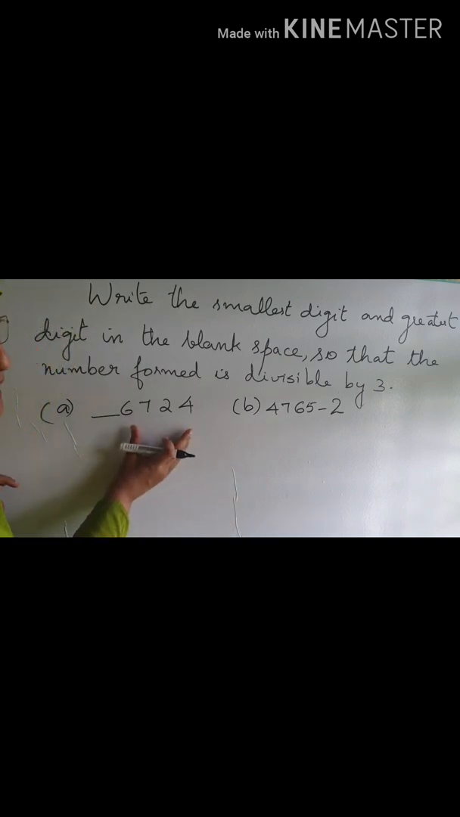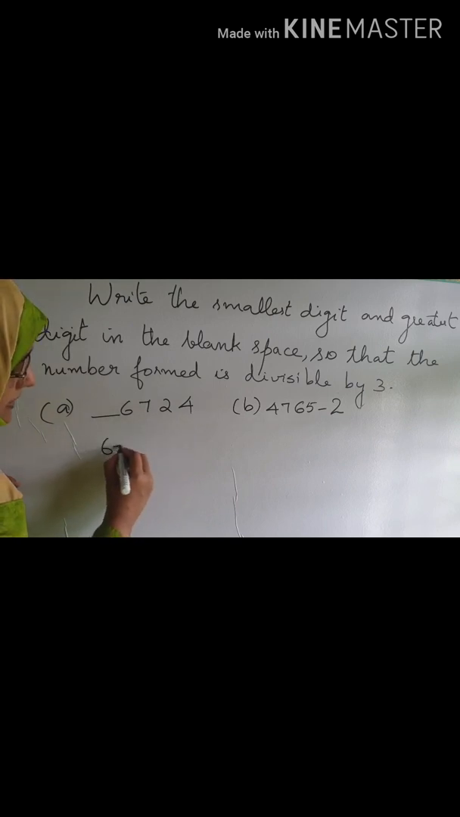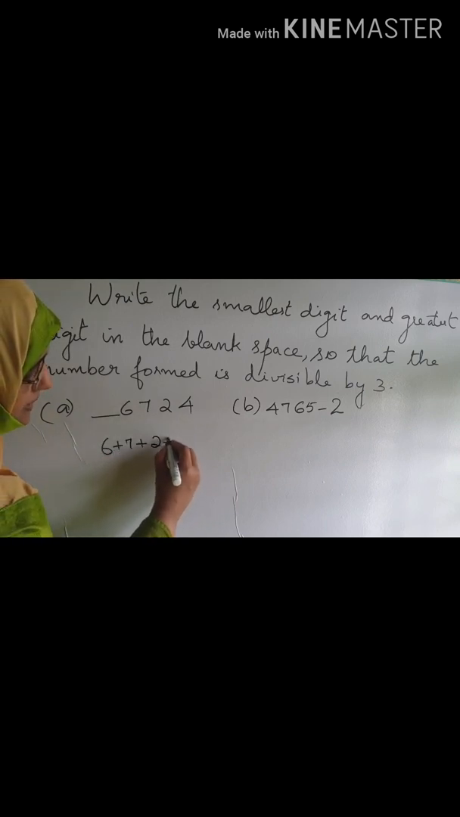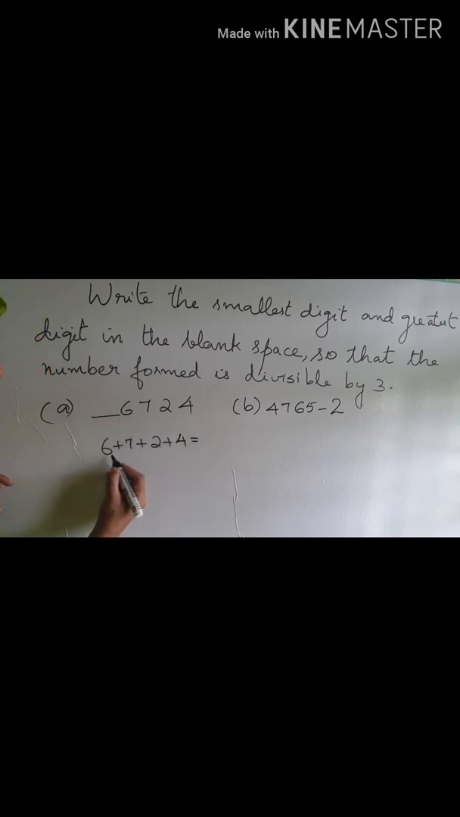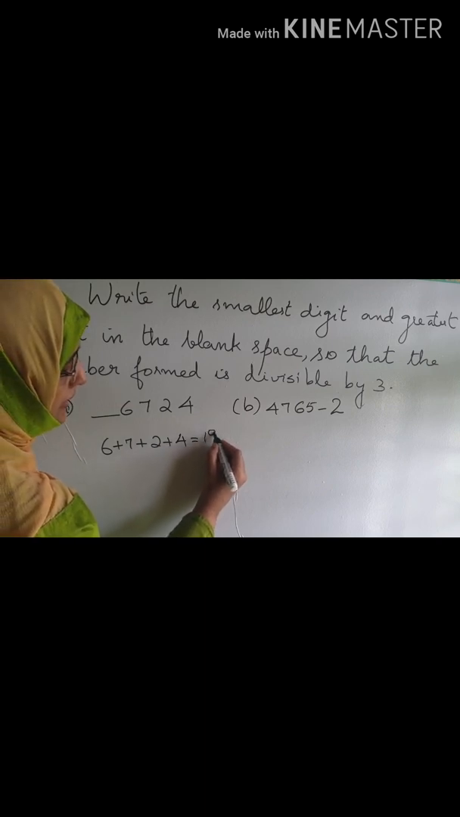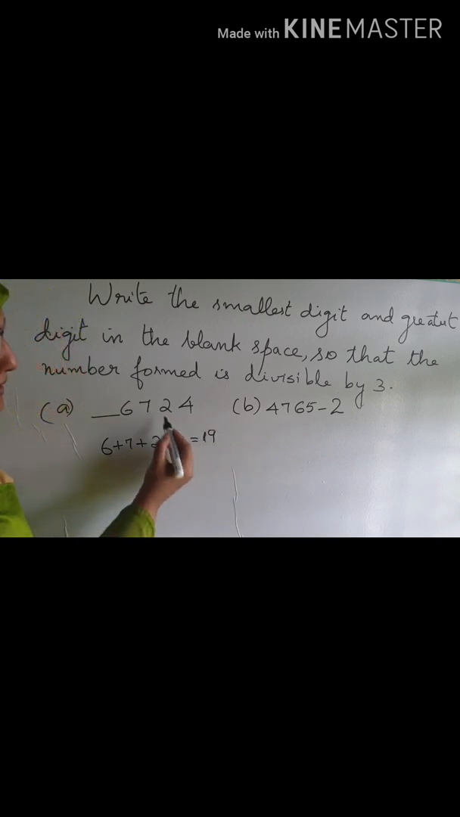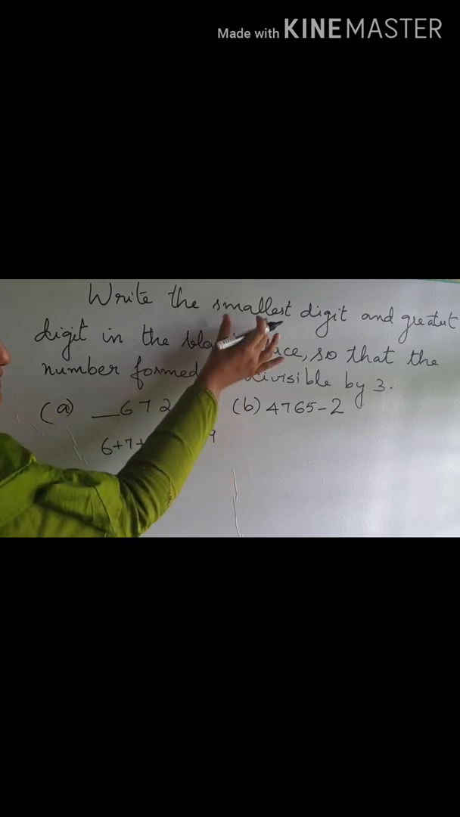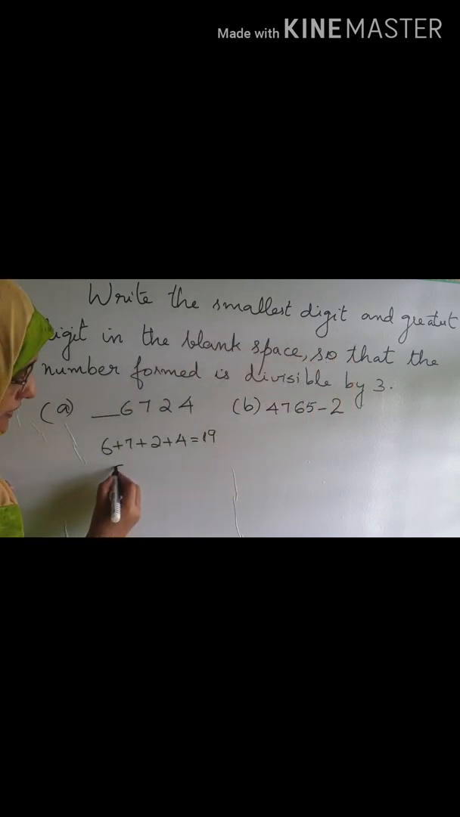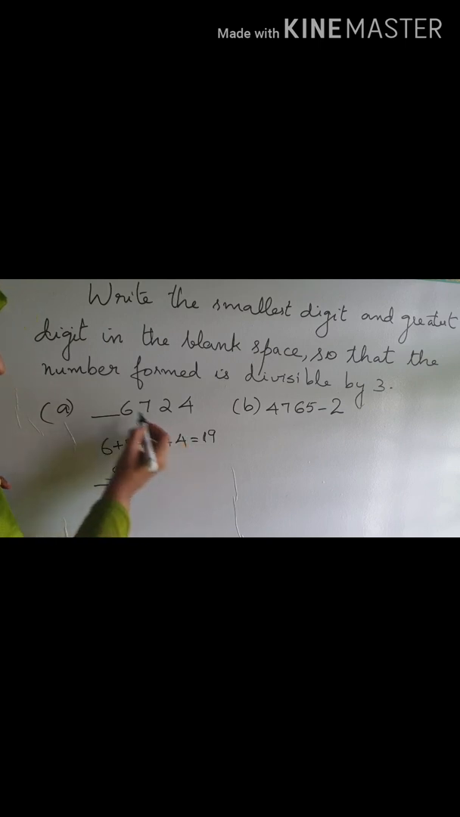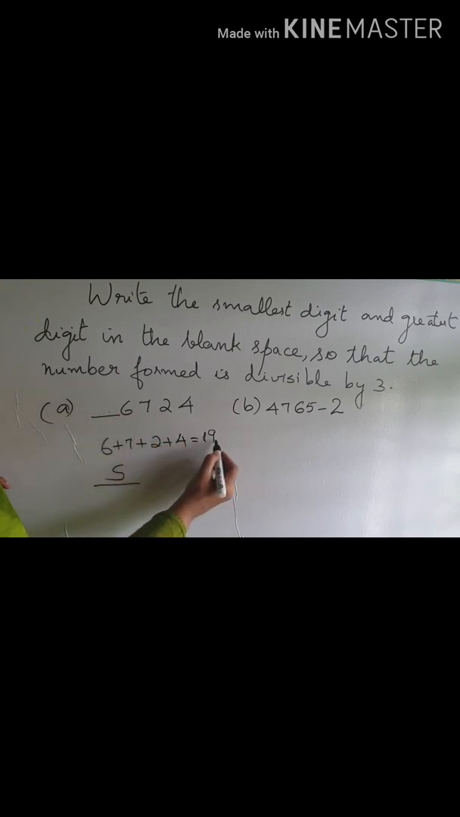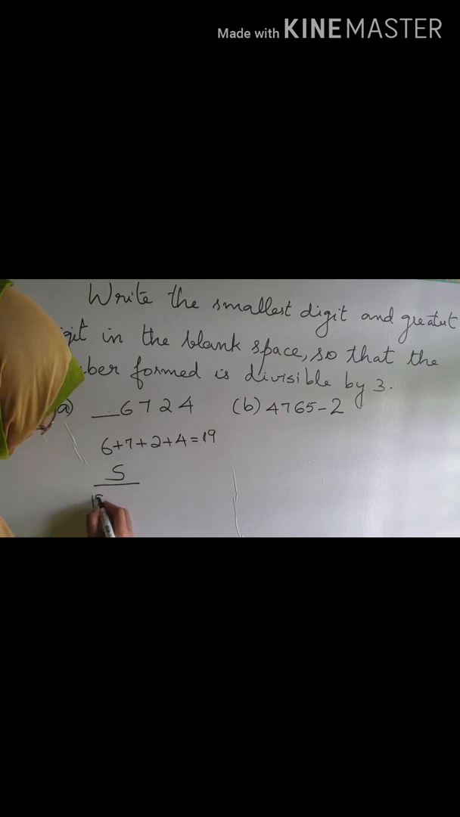So let us add the given numbers, okay? 6 plus 7 plus 2 plus 4. What is the answer? 6 plus 7 is 13, plus 2 is 15, plus 4 is 19. When you added these numbers, you got 19. Now you have to find the smallest and greatest number. First, we will find the smallest number. Whichever number you write here, you will add it to 19, isn't it? So to find the smallest number, start adding from 0. 19 plus 0 is 19.